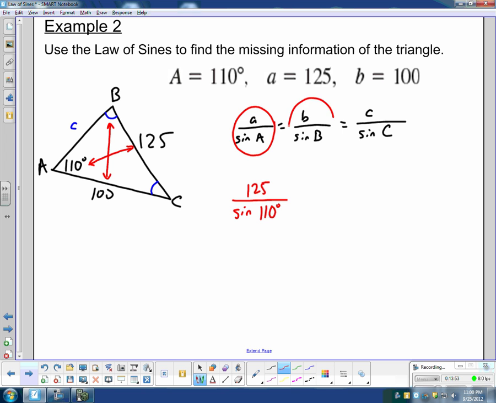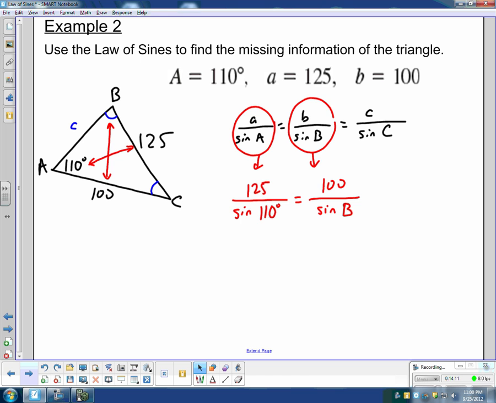Because we know that our B value, side B, is 100. This time, we don't know angle B, so we're going to leave that alone. So here's that equation we're going to solve. Notice in this equation I have one variable, and that variable is B.